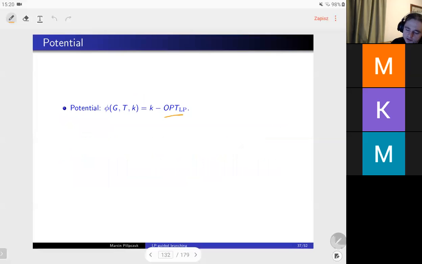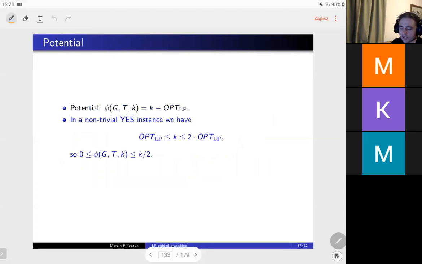You have the LP solution being a lower bound, so you look at the excess above the lower bound for your LP solution. When it gets negative, there's no solution, because the LP is a lower bound on your solution size. You start with the LP being at least k half, because the LP was a half approximation. If the LP says at most k half, you can just round up and say I solved it in polynomial time. So we can assume that the LP is larger than k half, so this potential is smaller than k half.